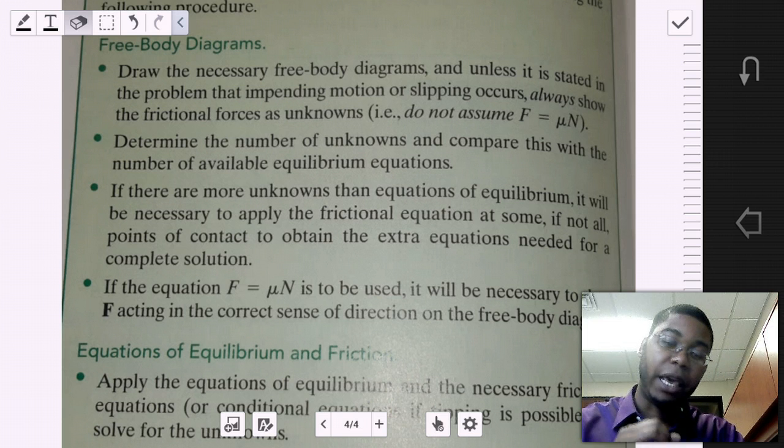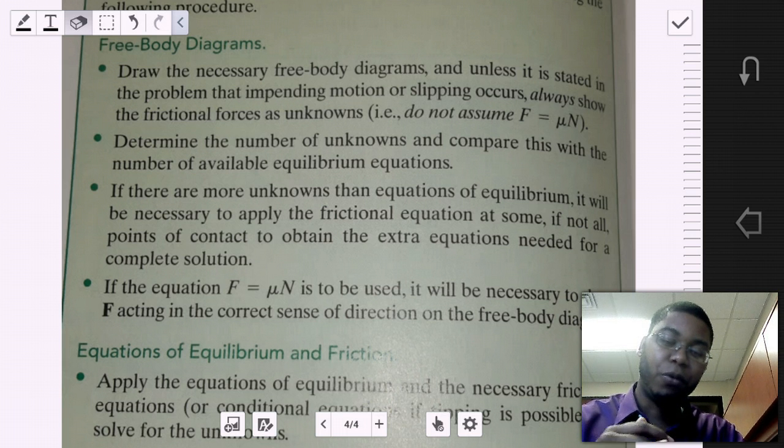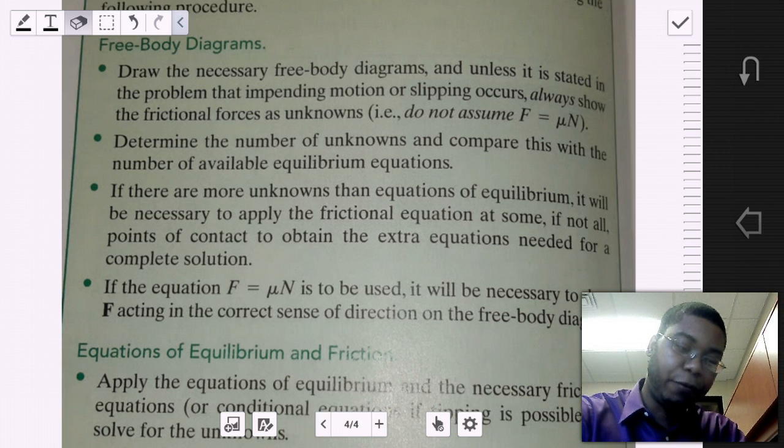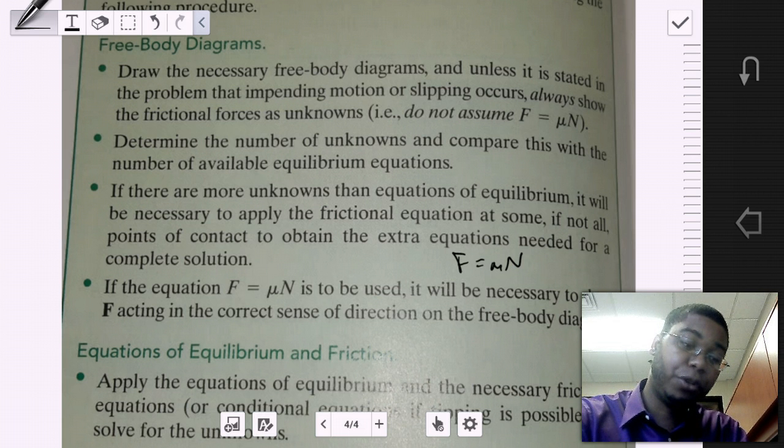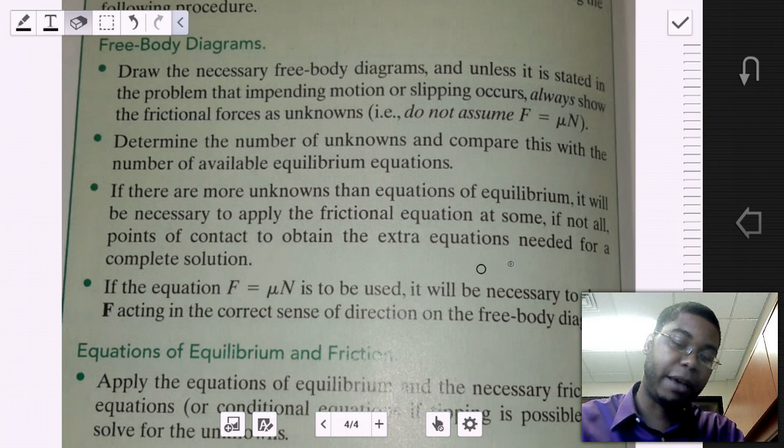We evaluate to see if we have the correct number of equilibrium equations for the number of unknowns. If we don't, then we need to identify what type of problem it is. Is it a problem of impending motion at all points of contact, or is it a problem of impending motion at some points of contact? And from that evaluation, we'll be able to determine where we need to apply our frictional equations, F equals mu N, at which points, in order to have enough equations for the number of unknowns that we have.